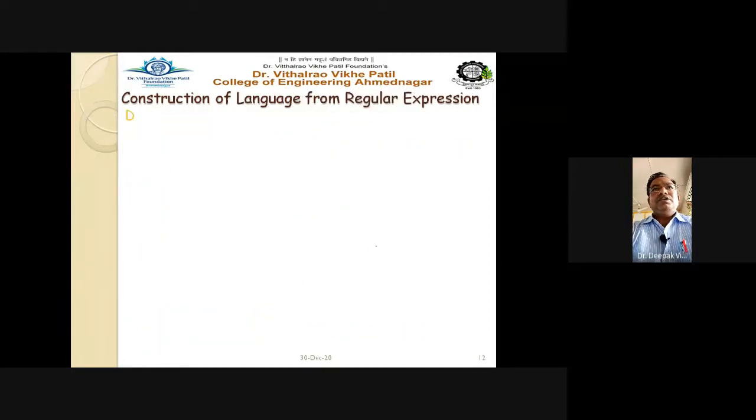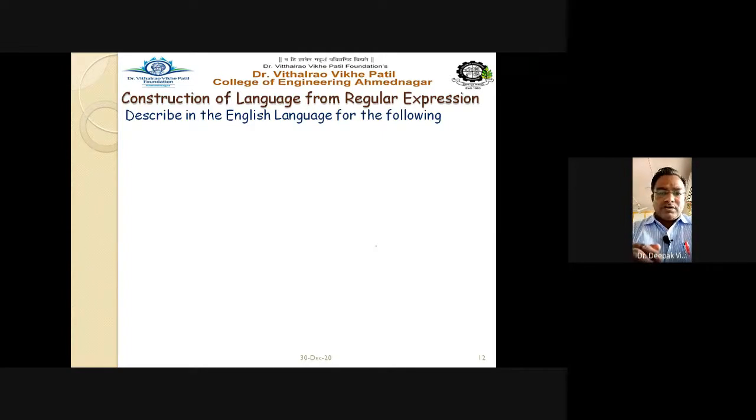Next one. Now exactly the reverse: the regular expressions are given to you, and we have to write the description of the regular expression, or more precisely, we have to write the language. We have to write the language for that regular expression.